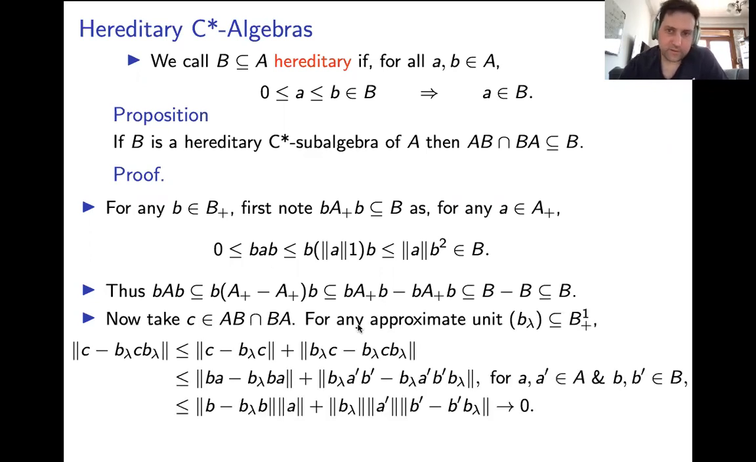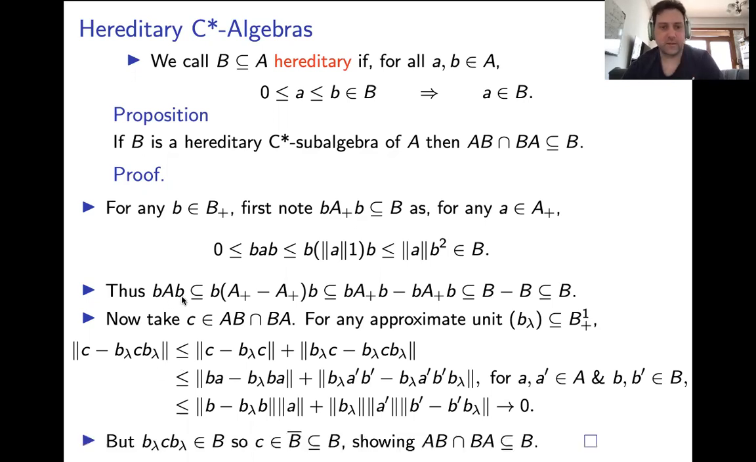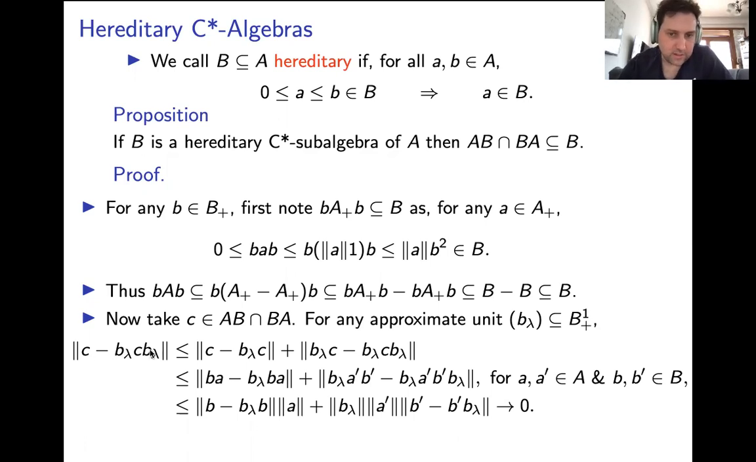Okay, now let's go for the big result. Let's take some arbitrary element, which is just in this thing here. We know that we can always find an approximate unit for our hereditary C-star subalgebra B here. Now we just look at this expression, C minus B lambda C B lambda. So these are of this nice form, B times some element times B. We know these at least all lie within B, but we want to show that actually these approach C. And because B is closed, that will imply C is also going to lie within B.